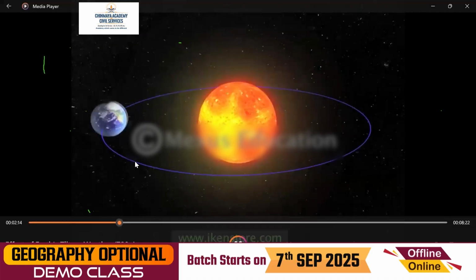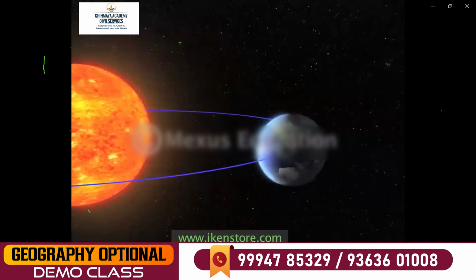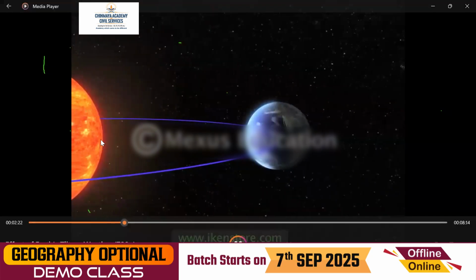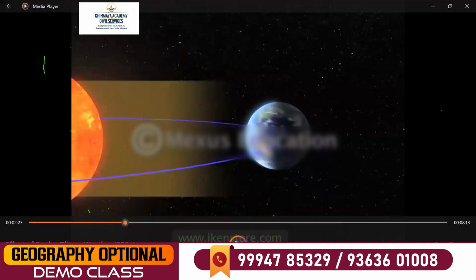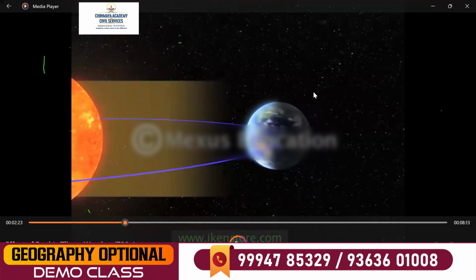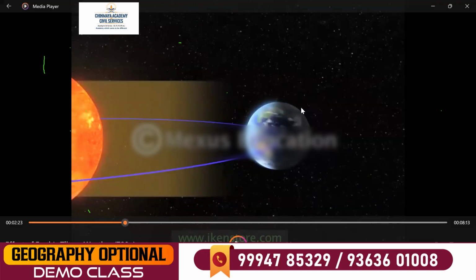Due to the orbit's elliptical nature and the Earth's tilting disposition, some parts at certain periods on Earth are exposed to the sun's rays more directly. So here, direct sun rays are falling in Australia. Here, it is slanting sun rays in India. It is winter in India, summer in Australia. Why? Earth is tilted in this direction. The axis of the Earth is here only. It is rotating like this. So that is why it is winter, it is summer.